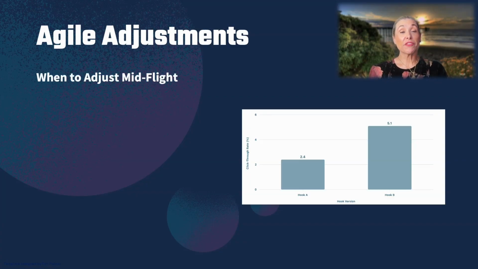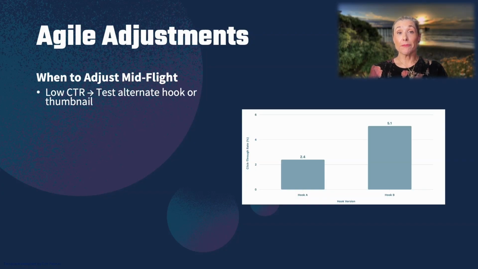When to adjust mid-flight. To do this effectively, we must first recognize the optimization windows. You need to allow the platform algorithms time to stabilize. We recommend a 48-hour minimum before making significant pivots. If you make changes too soon, the system will not have enough data to exit its initial learning phase. Here are the agile adjustments you can make based on your real-time dashboard data.